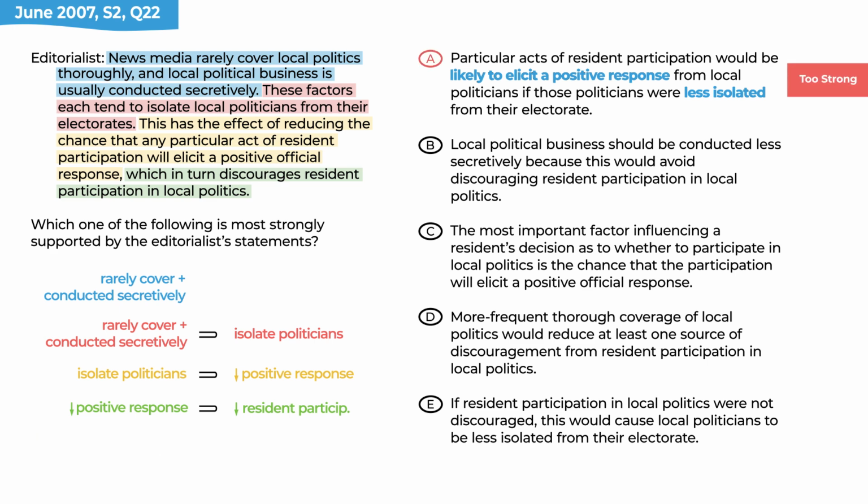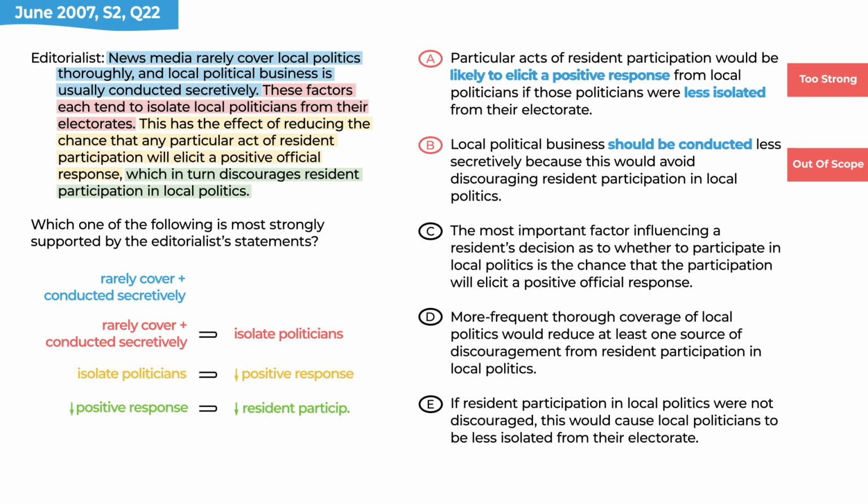Answer choice B says that local political business should be conducted less secretively because this would avoid discouraging resident participation in local politics. Now, the key here is should be conducted. There's a recommendation in answer choice B, but that recommendation has no matching language in the statements. The statements are about what's happening, not about what should happen. And so answer choice B is simply out of scope.